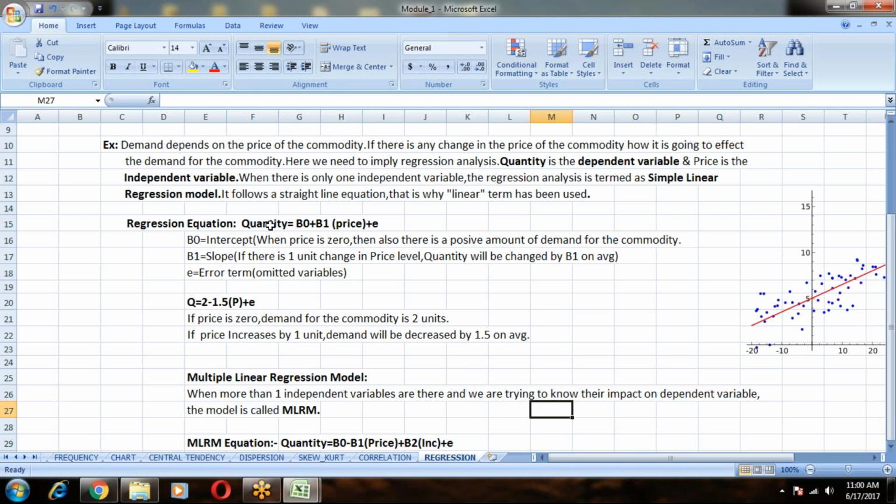Now I'm going to explain each term of this equation. This quantity is your dependent variable. What is B naught or beta naught, or sometimes alpha? In your straight line equation it is c, which depicts the constant term. So this B naught or beta naught is the constant part, and it shows you the intercept part.